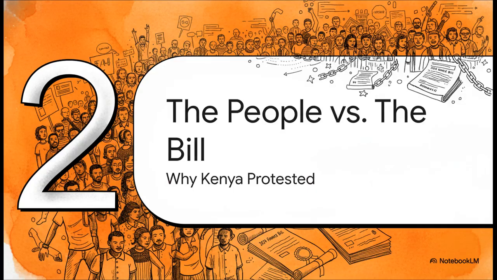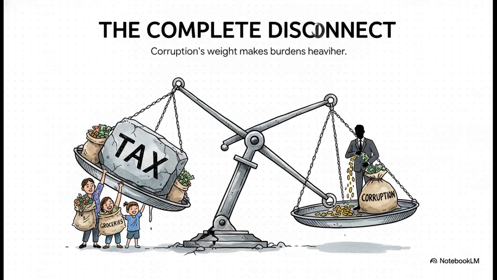So, what brought over 100,000 people to the streets in the first place? Well, it all started with one piece of legislation, the 2024 Finance Bill. And right here, you can see the complete disconnect. The government was arguing that these new tax hikes on basic goods were totally necessary to manage the national debt. But for so many Kenyans on the ground, this just felt like they were being punished for rampant government corruption, making an already tough life basically impossible.